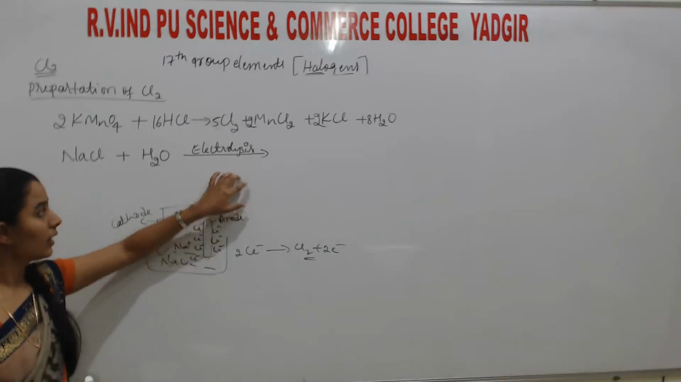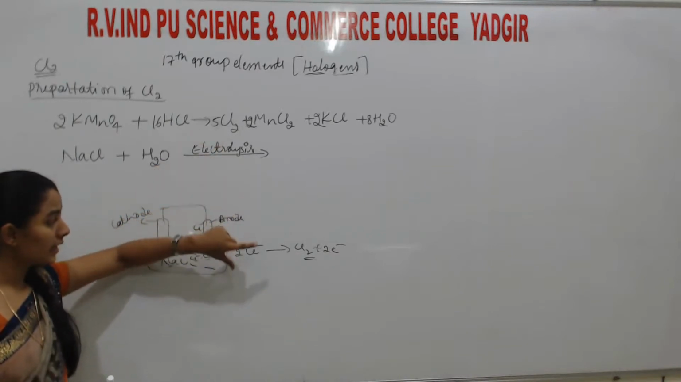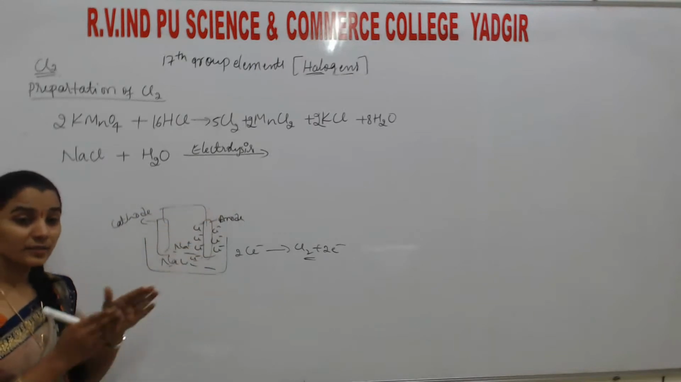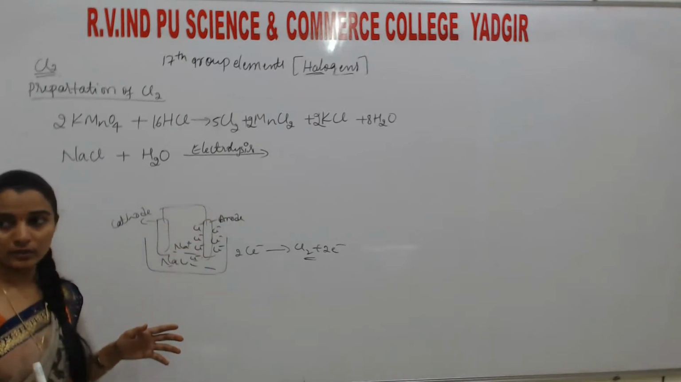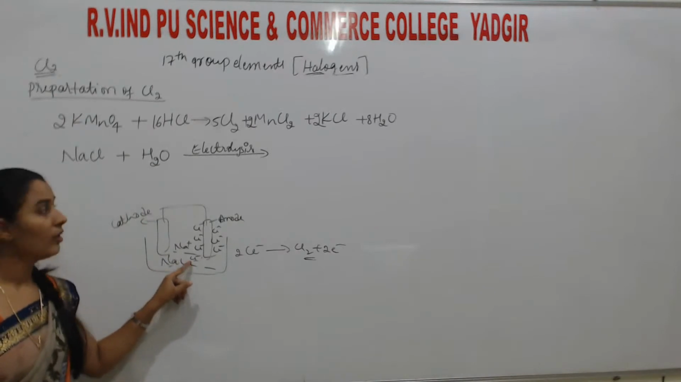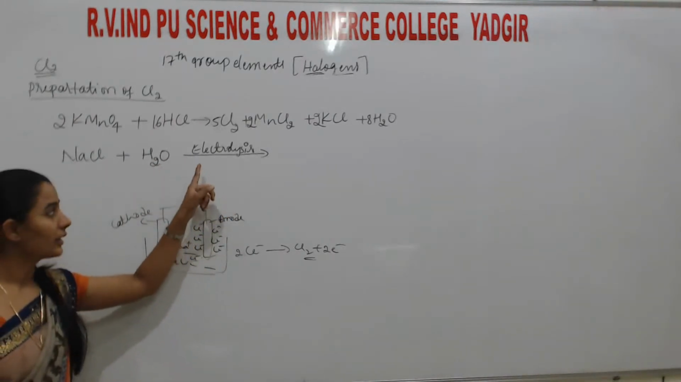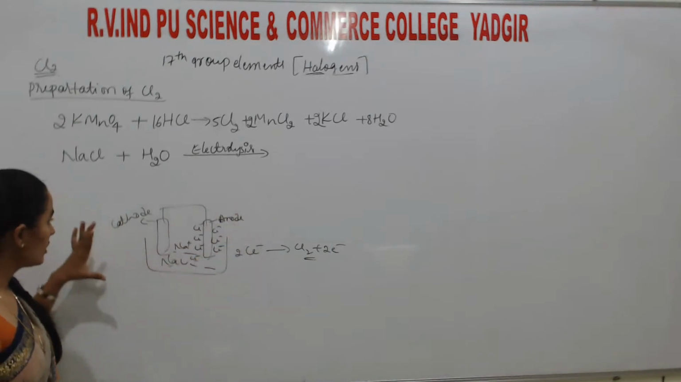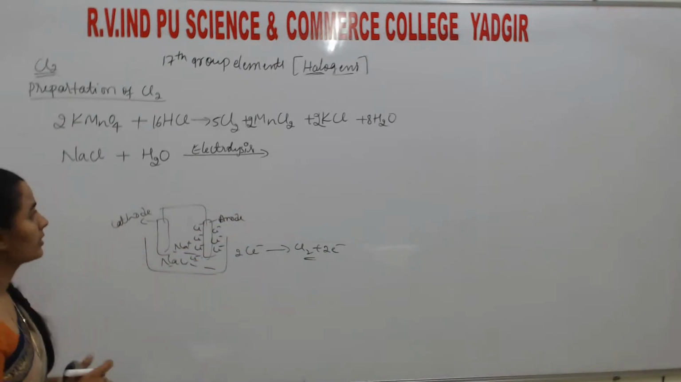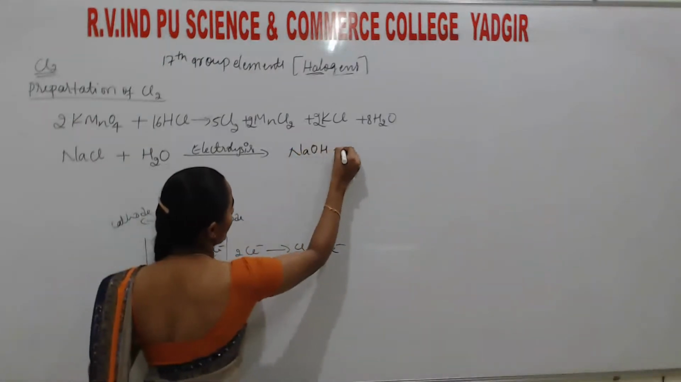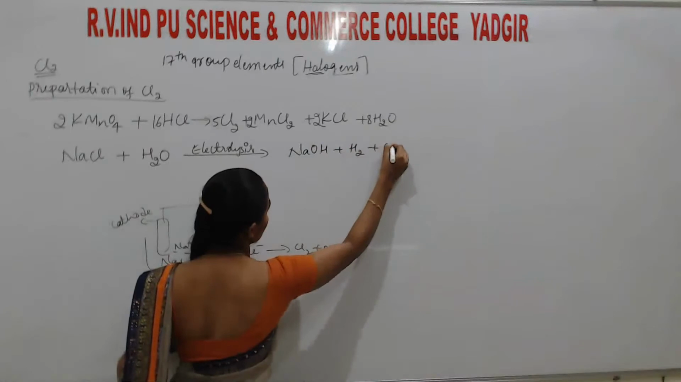Electro means electrodes, lysis means separate or break. So breaking of this NaCl molecule with the help of current is called electrolysis. Understand? So here it will form NaOH plus H2 plus Cl2.